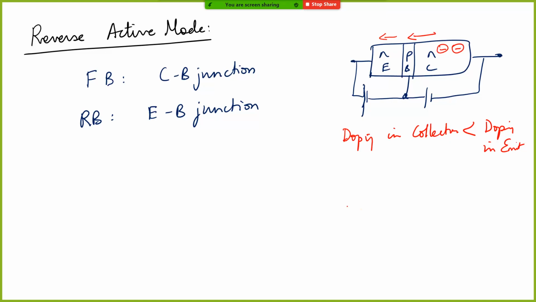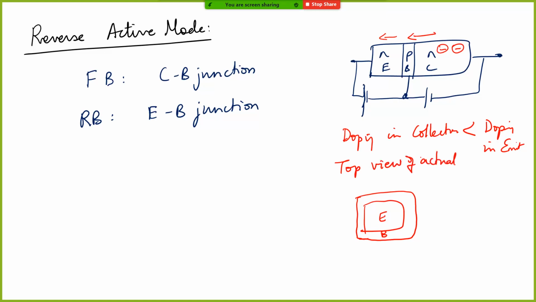In fact, the way it is done if you were to actually fabricate in silicon and look through a microscope is something like this. You'll have the emitter here, and a thinner base layer surrounding that emitter. This is the top view. I am drawing the top view of an actual BJT. There are other ways of implementing a BJT also.